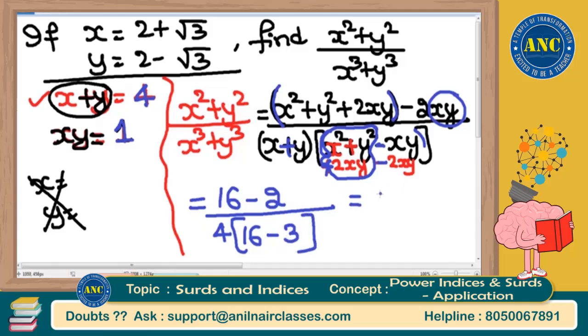My answer is over. 14 divided by 4 into 13. This is 2 into 2. This is 2 into 7. Answer is 7 by 26. How simple it can be?